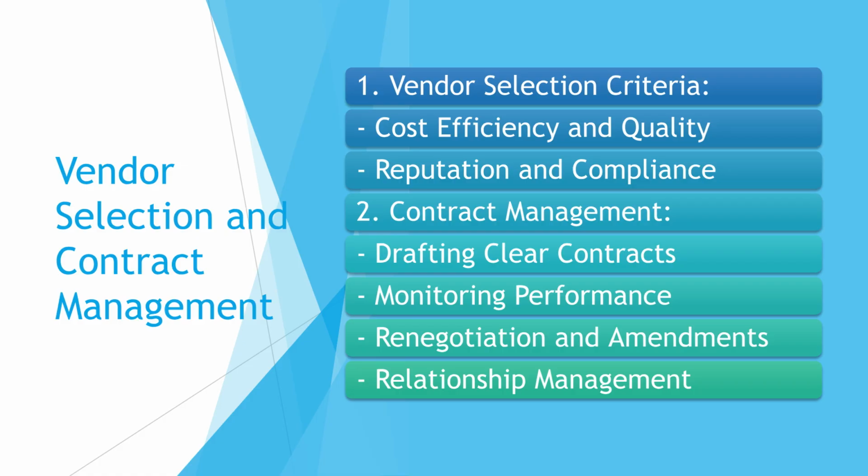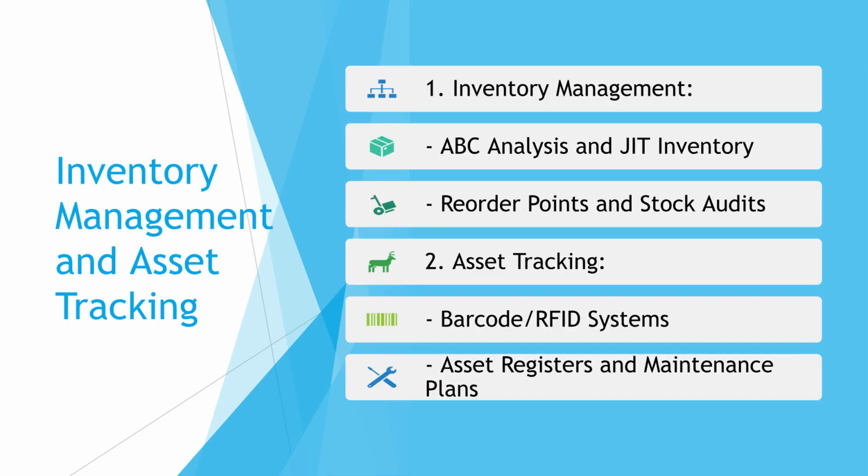Contract management requires drafting clear contracts, monitoring performance, and managing relationships, including renegotiations and amendments. Inventory management uses tools like ABC analysis and JIT inventory, along with reorder points and stock audits. Asset tracking is done through barcode or RFID systems, asset registers, and maintenance plans.